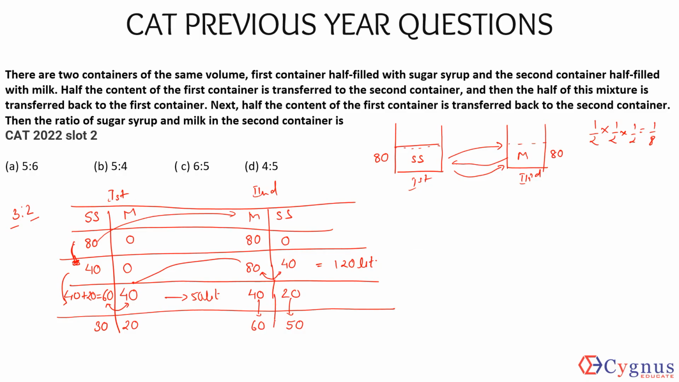Now what's the question? The ratio of the sugar syrup and milk in the second container. Sugar syrup is 50 and milk will be 60. So the answer has to be 5 is to 6. Answer should be the first option. It was a simple question based on removal and replacement.